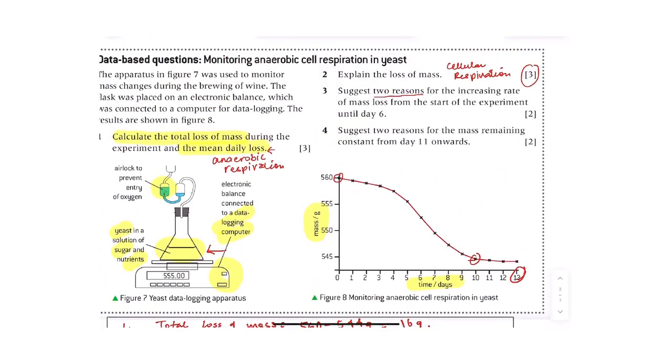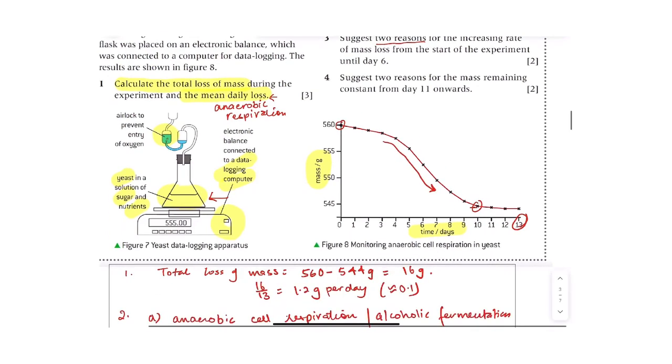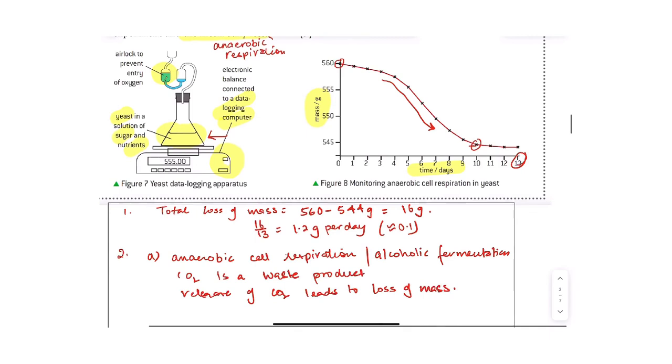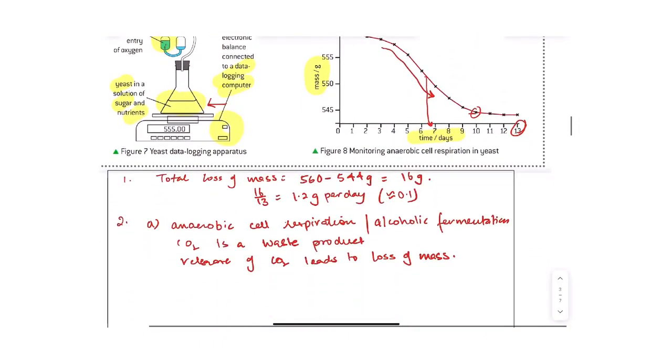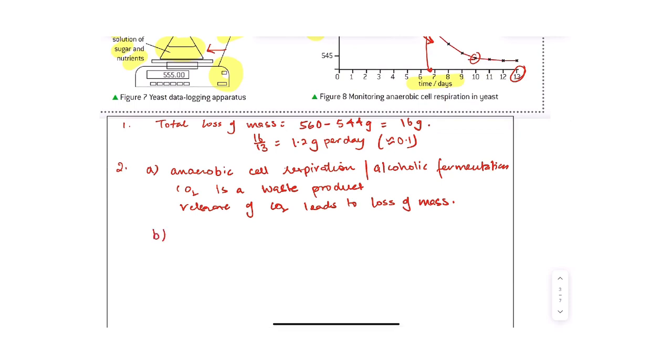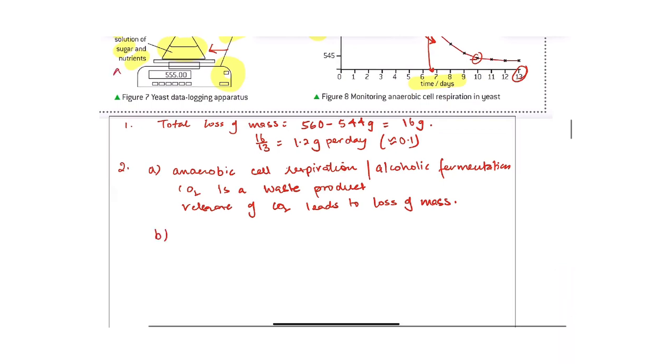Next question, 2 reasons for the increasing rate. From here to here you see the increasing rate of loss of mass from the start until day 6, then day 6 to 7, you can see increasing rate. So what is the reason? They're asking for 2 reasons. Nutrients are there. It is yeast, sugar solution. So definitely there's a population growth of yeast.